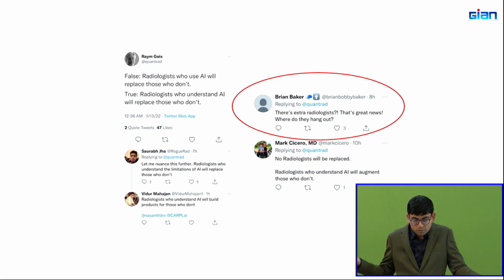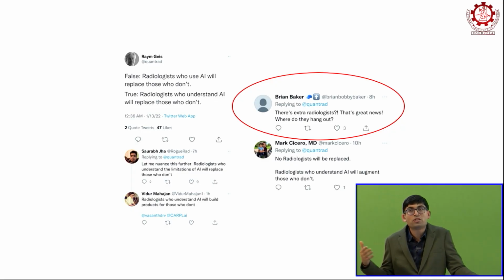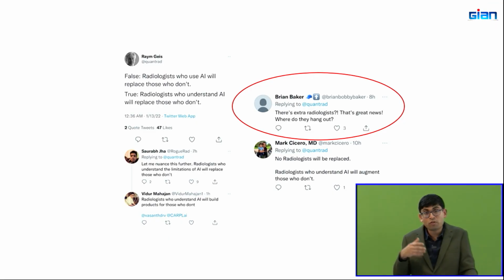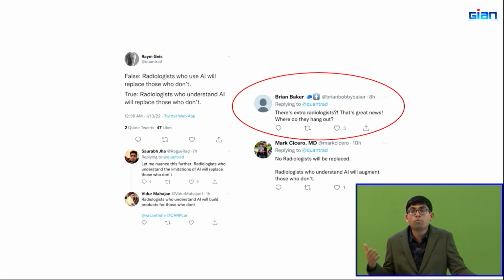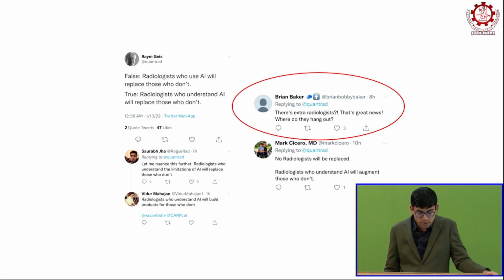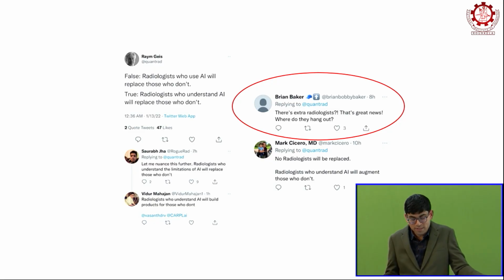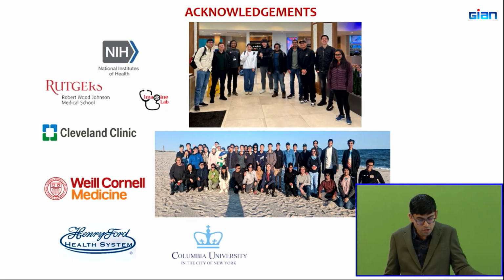And also, there's a huge demand for radiologists, right? Nowadays you have situations where you don't have enough specialized radiologists. So if AI can be used in a way that can help alleviate some of the burden of the radiologists, that can actually help in improving the clinical workflow by leaps and bounds. In fact, it's a cliche nowadays, but radiologists who understand AI will augment those who don't understand AI. So that's what's happening or what will happen now.